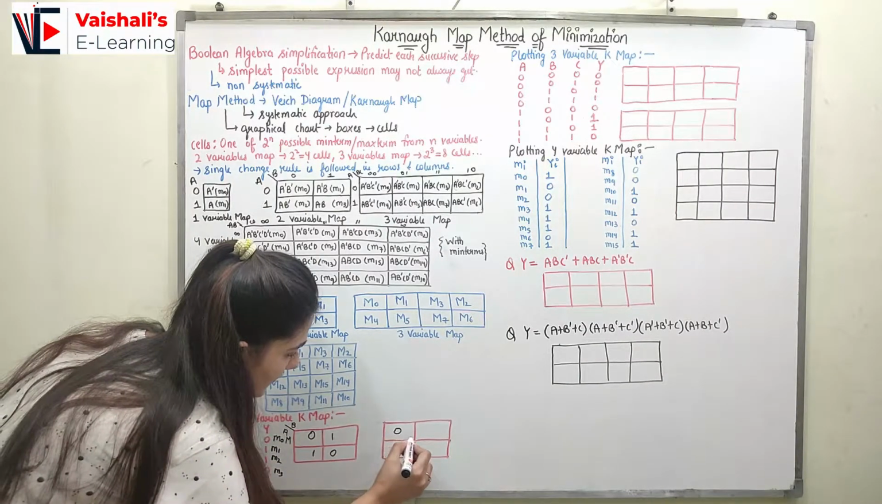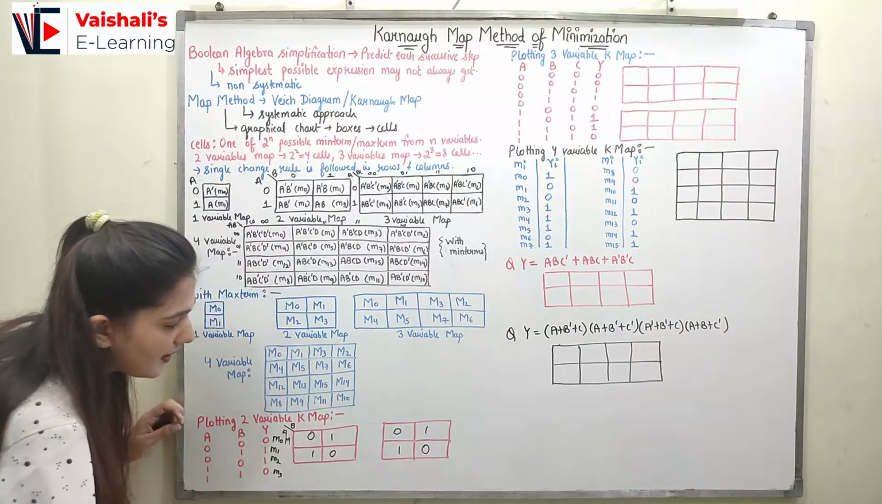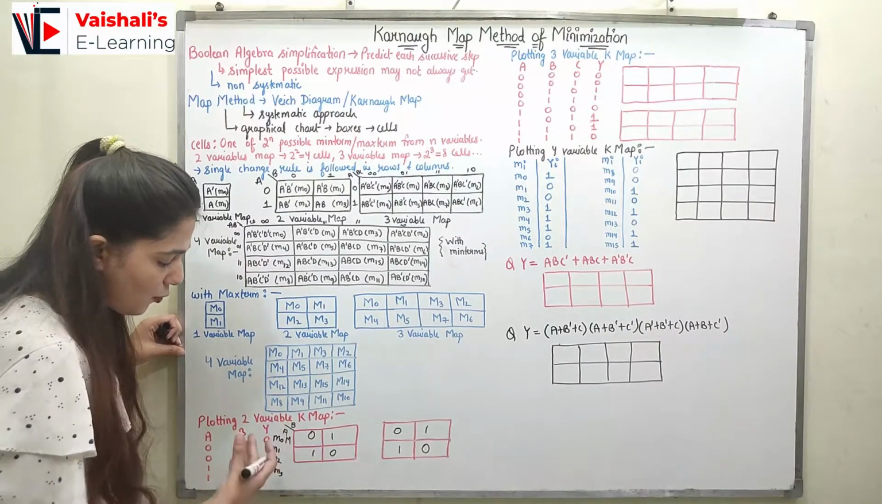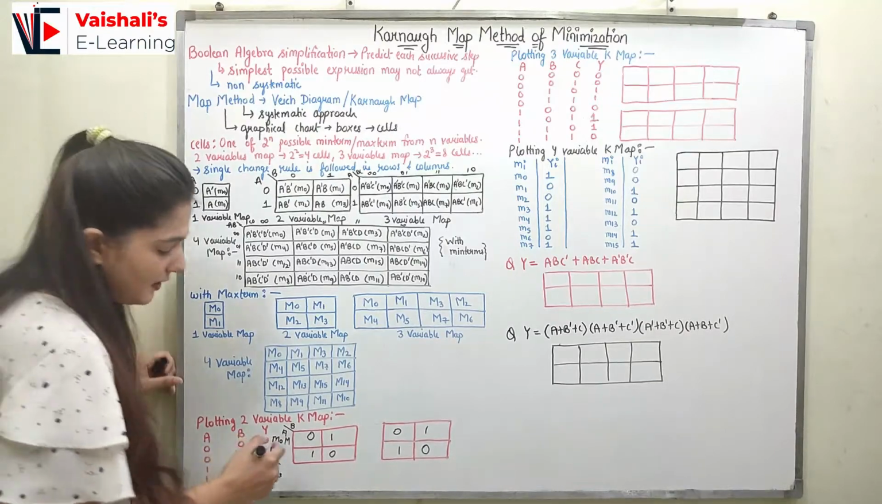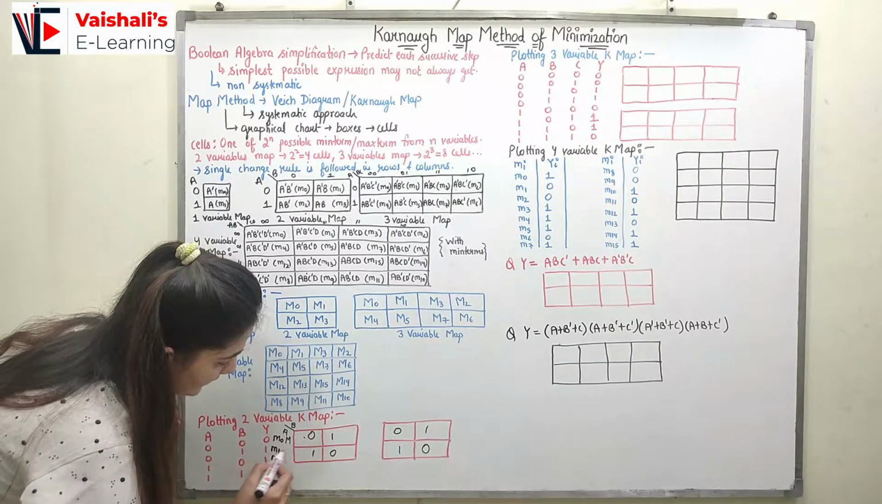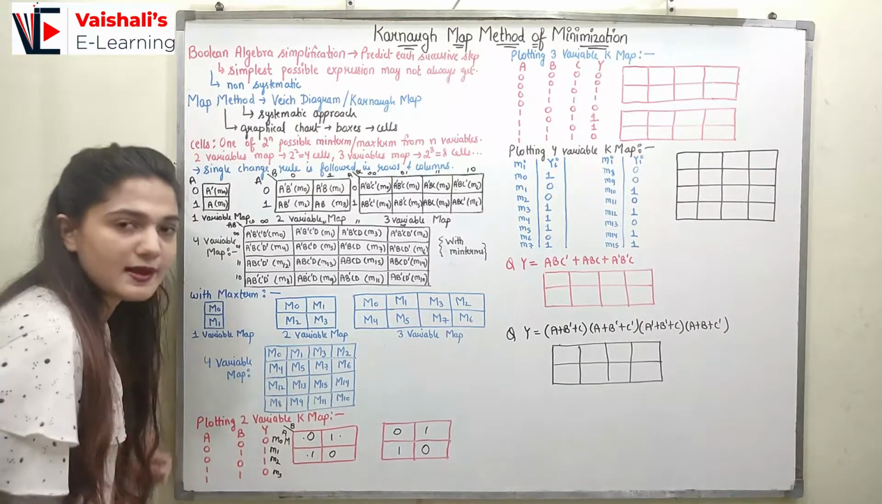So the max terms over here are 0, 1, 1, 0, right? Now I hope you understood how, with the help of the min terms or the output in a truth table, I have mapped. This 0 value is mapped over here, this 1 value is mapped over here, this 1 value is mapped over here, and this 0 value is mapped over here.